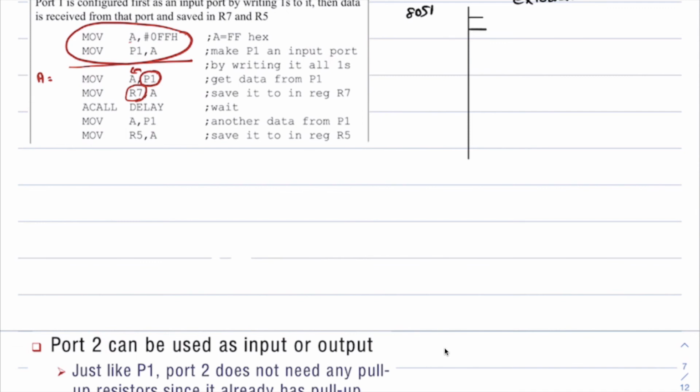Okay, 1, 2, 3, 4, 5, 6, 7, 8. So let me say that this is P1.0, P1.1, P1.2, 1.3, 1.4, like this up to P1.7. Okay, and let us assume that we are reading some data from this port. Reading the data from the port is being done by this instruction.